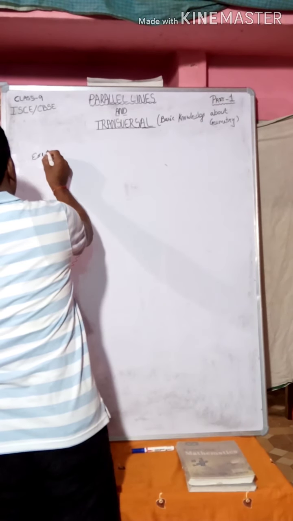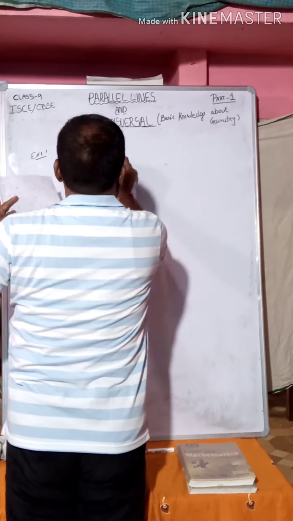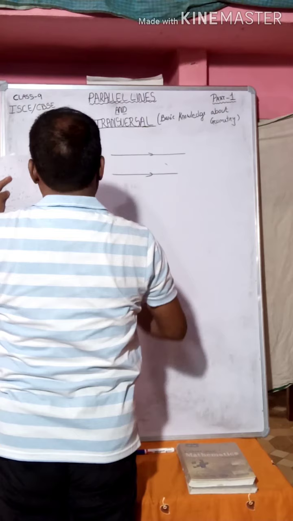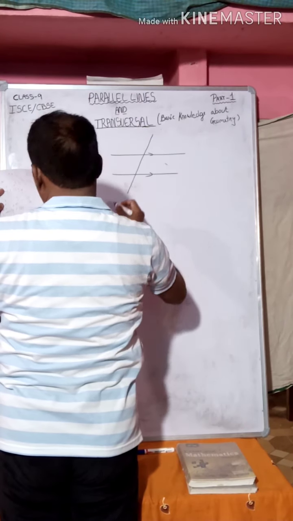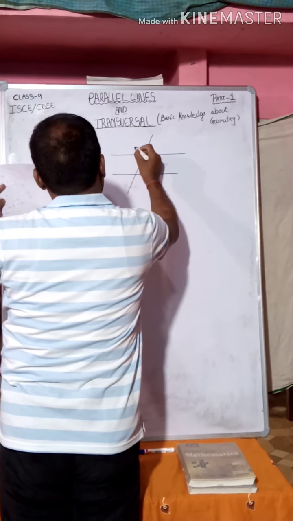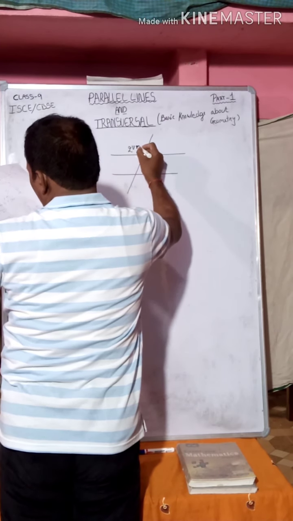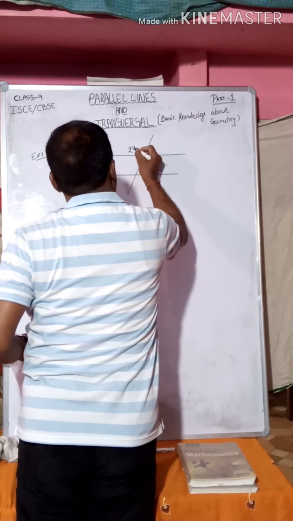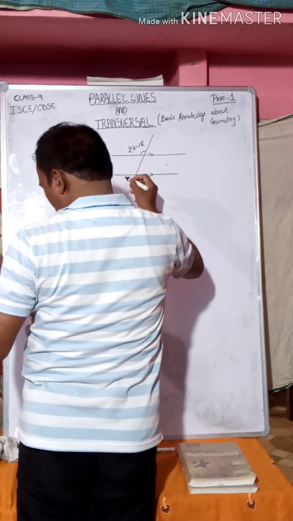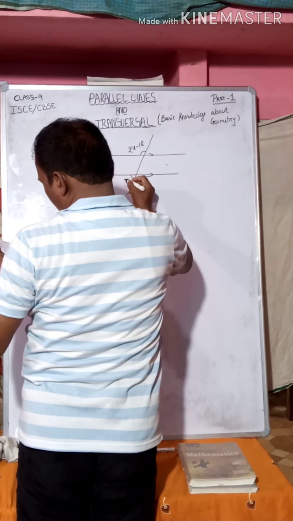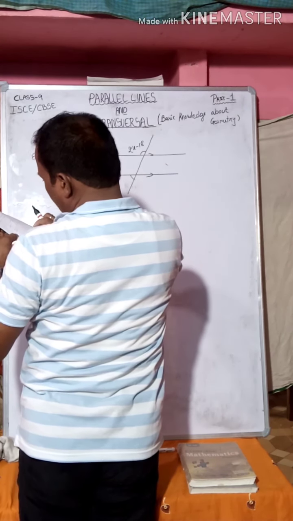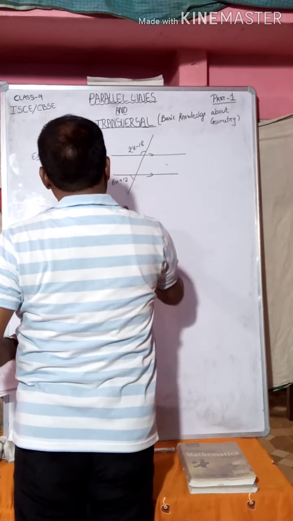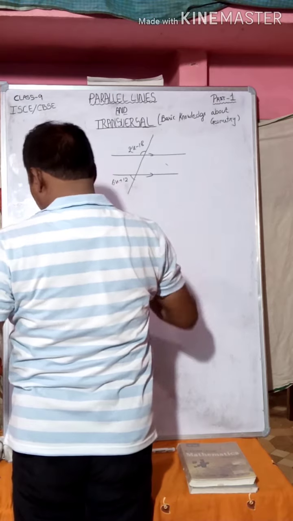Example 1. Two parallel lines are drawn like this, and one transversal. This angle is 2x minus 18, and this angle is 6x plus 12. What is the value of x?